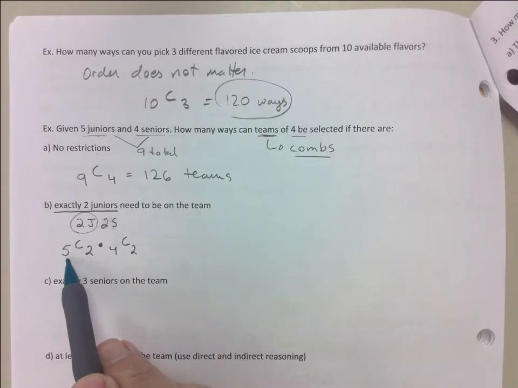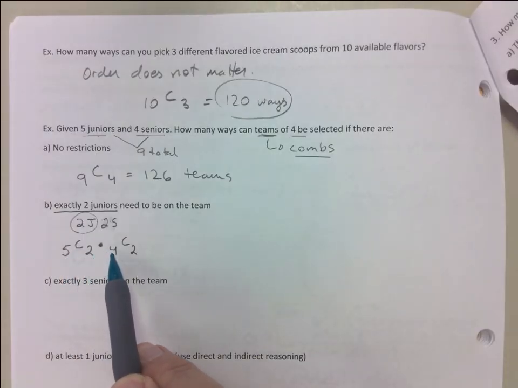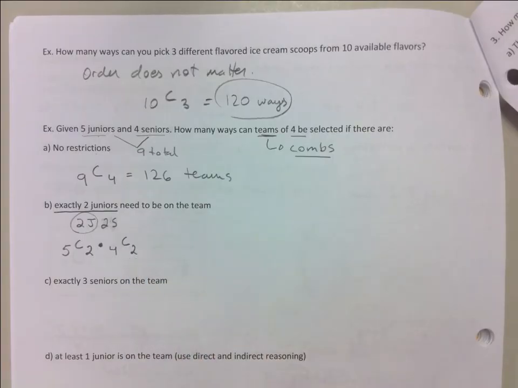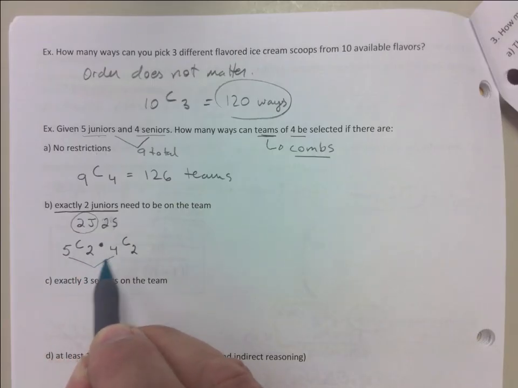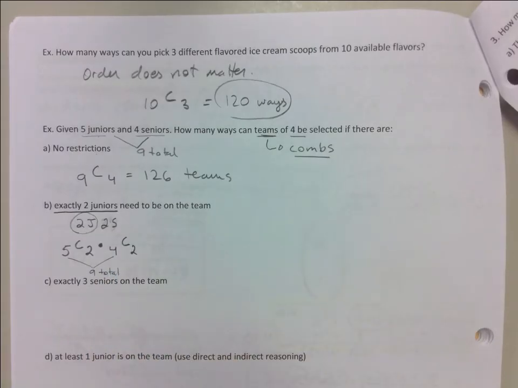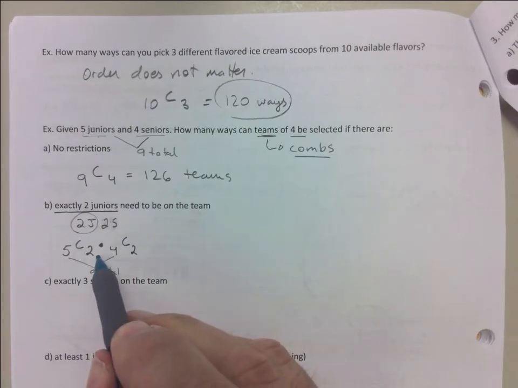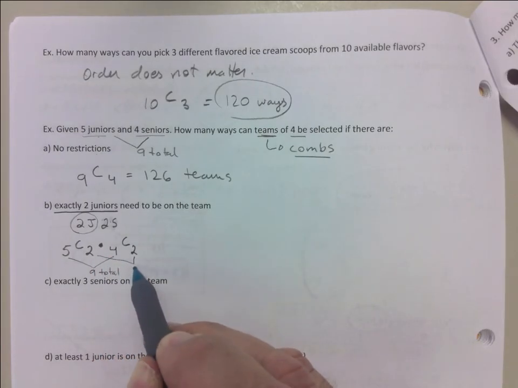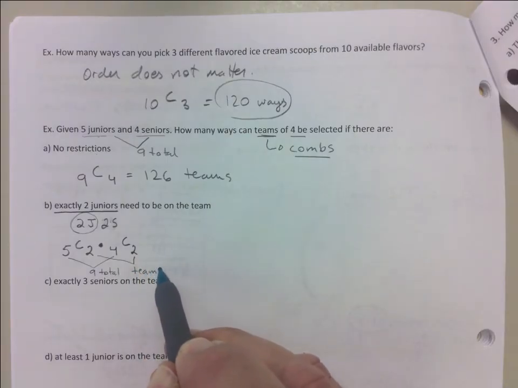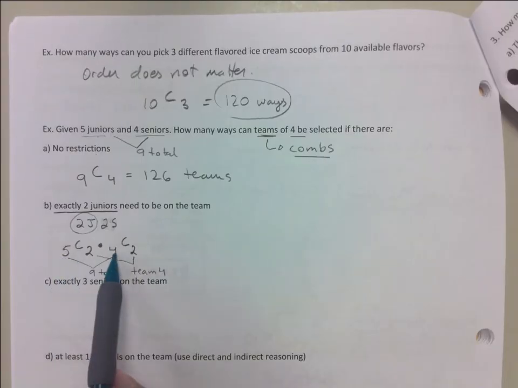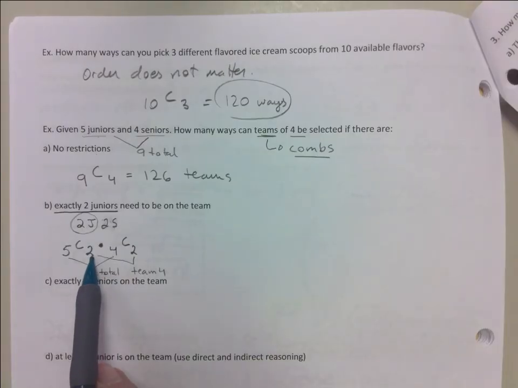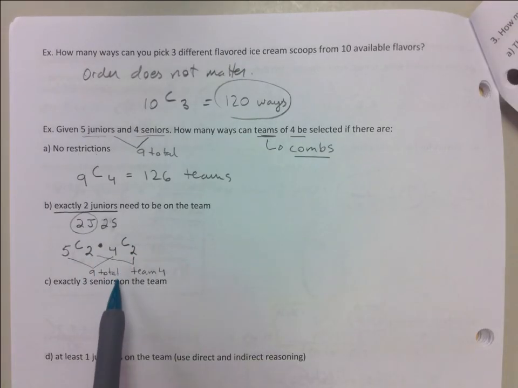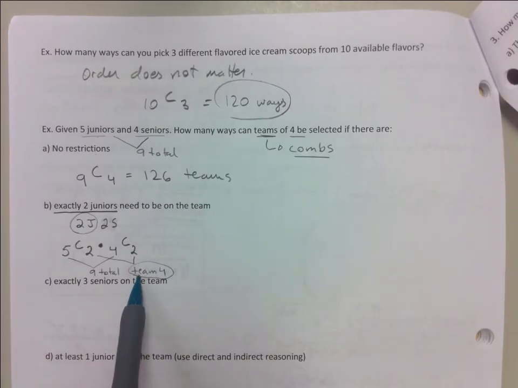So from the 5 juniors, you choose 2. From the 4, you choose 2. So one thing I want you to notice is that these 2 numbers give you the 9 total. You're still having 9 people available in total. And then these 2 numbers here is the team of 4. So you kind of want to look for, do the first 2 numbers add up to the total that I have, which is 9, and do the 2 numbers that follow each combination give me that team of 4.